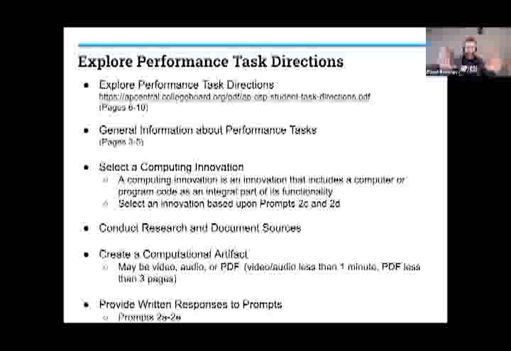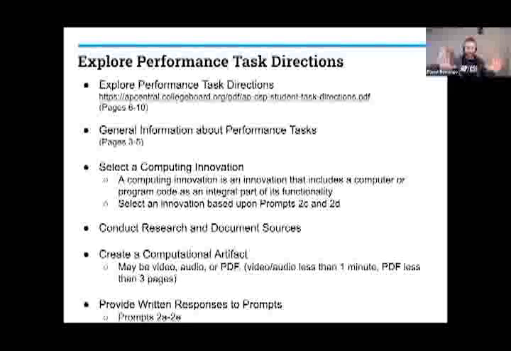All right. So once you select a computing innovation, you are going to conduct research and document your sources. This is important, right? You're going to search, look through books, and probably do a lot of searching online, trying to figure out information about this device. You don't really have to know about the device beforehand, but you do need to do some research and understand more about the device as a result of this project. Then remember that you should document your sources. You want to keep track of where you're finding information because you need to reference that information, right?